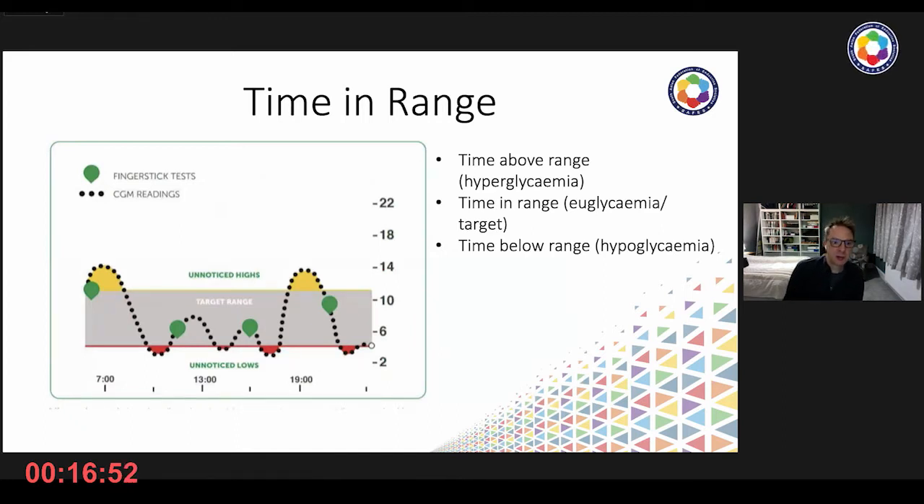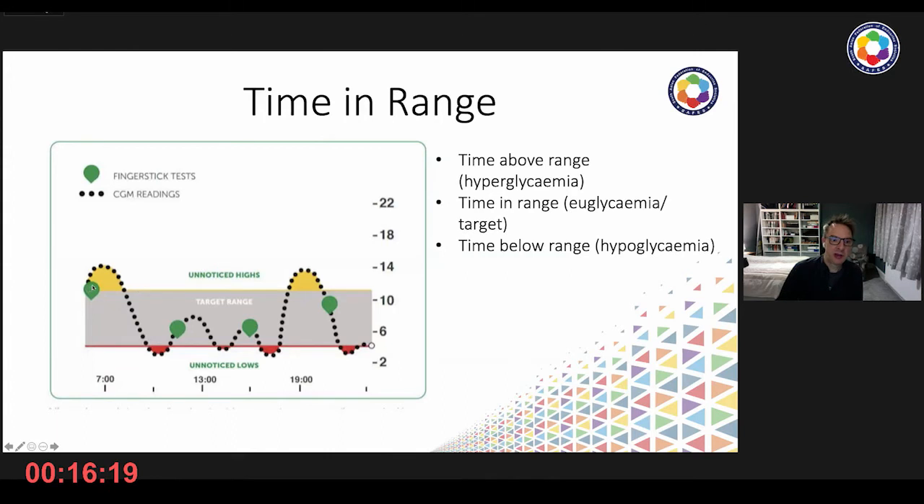So here's a little bit more detail of what we're looking at. So we have a target range here, which is generally 3.9 to 10 millimoles per litre or 70 to 180 milligrams per deciliter. We'll have those time below, so these hypoglycemic times, and we'll have time above range for hyperglycemia. So there's really only 3 ranges we need to think about: above, within, and below. And I'll come back to the most important numbers for those a little bit later.